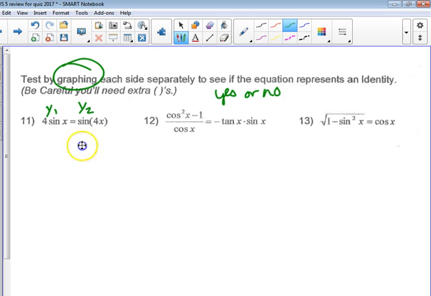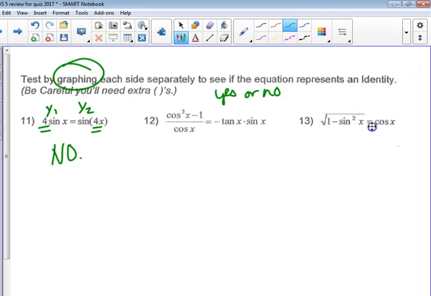Anybody know if number 11 would be the same? This is an amplitude stretch, and this is a period change. Are those going to be the same graph? No. Think about 13 for a minute and make a prediction. I'm going to skip 12. You guys can try typing that in.